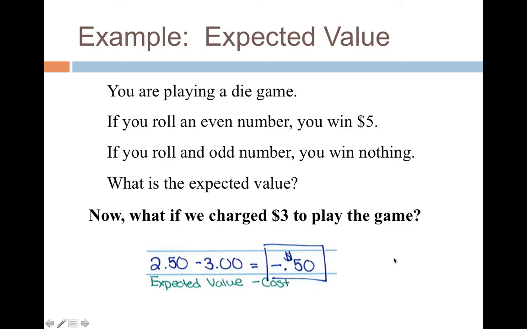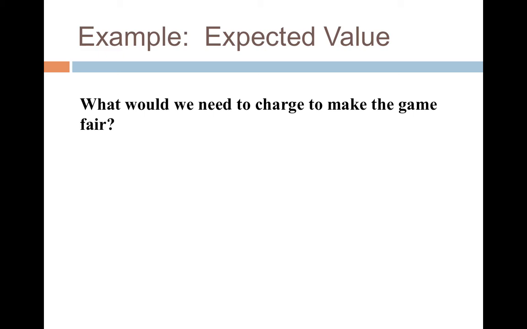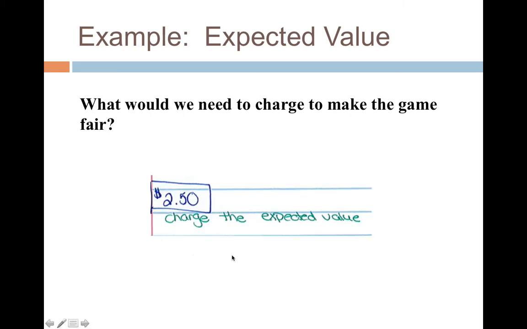One more question with this problem. So the same scenario. But now I want to know, what would we need to charge to make the game fair? Well, the game is fair when the expected value at the very end ends up being 0. So in the last example, I did expected value minus cost, and I got negative 50 cents. I would need for the expected value minus the cost to be 0 to make the game fair. So I'm always going to charge $2.50. You basically charge what the expected value is to make a game fair. Another way to say that is a game is fair if you charge what the expected value is.